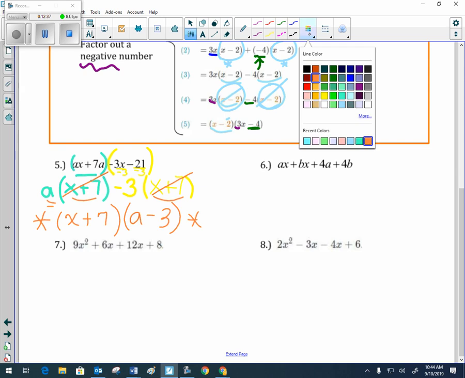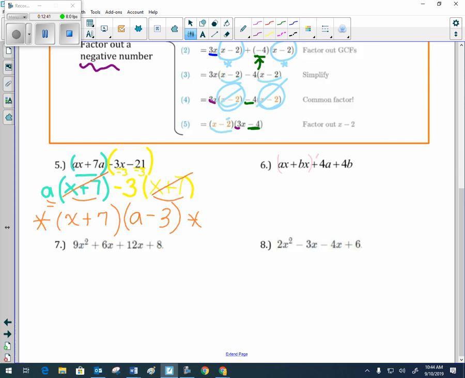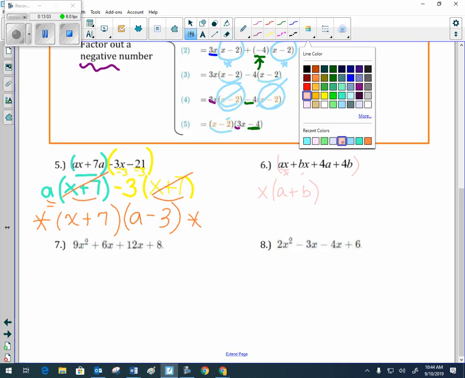When I move on and start looking at question 6, I'm going to group these two together and group these two together. When I group the first two together, they both share an x. When I divide both of them by that x, I'm left with a plus b. That means that when I factor the other one, I'm going to want to have an a plus b in there as well. I just had to fix that there. That wasn't looking so good. Okay, let's go back.